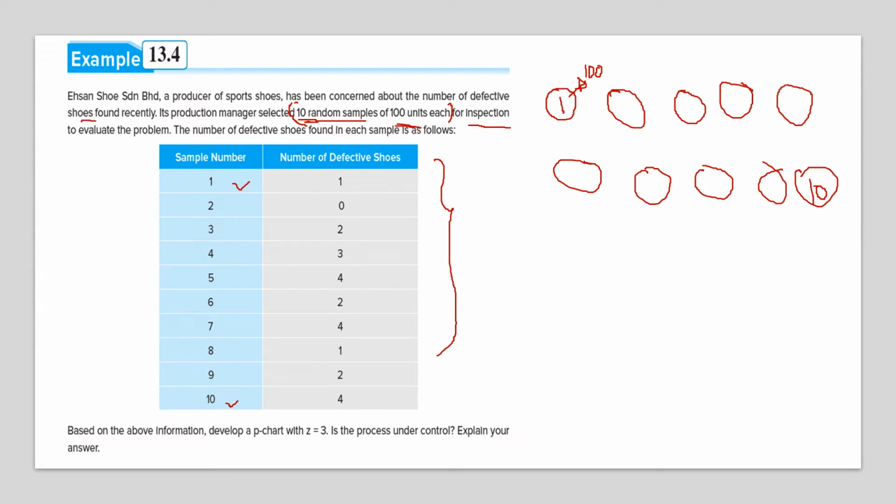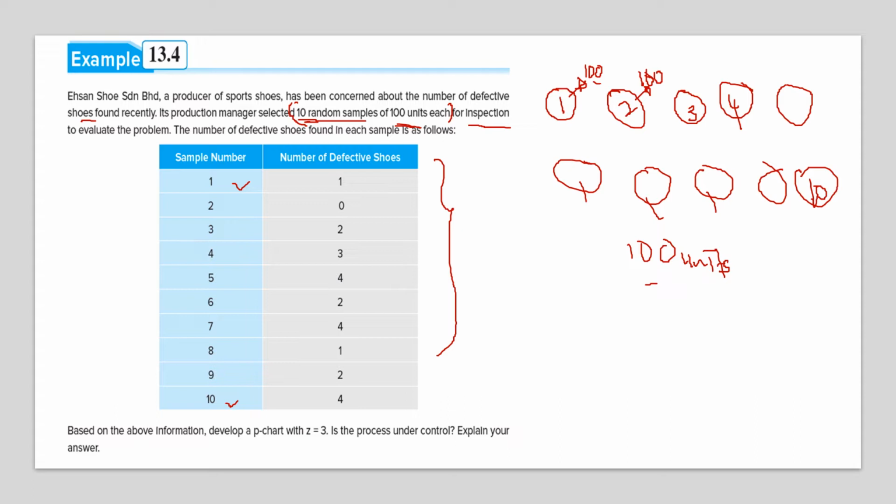So satu sampel ni bukan mempunyai satu unit produk yang diperiksa ataupun diinspect. One sample, there are 100 items or 100 shoes that must be inspected. The second sample also has the same number of items, 100 shoes will be checked. So every sample here, from sample number 1 until sample number 10, each and every sample has 100 units, as mentioned in the question. So satu sampel bukan bermakna satu unit. Satu sampel ni adalah satu group sampel in which dalam sampel tu mempunyai 100 unit.